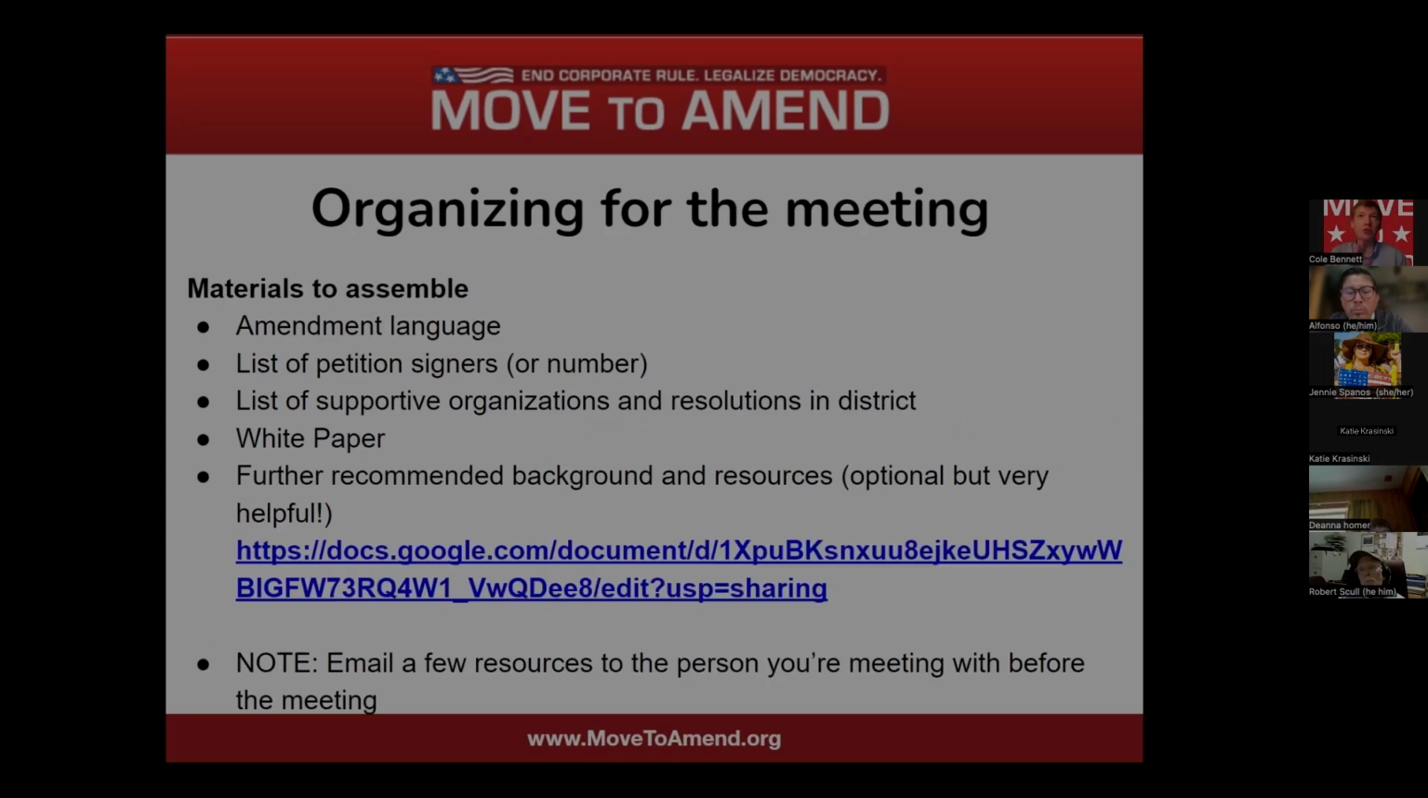But it's important to not only send this to the person you're meeting with, whether the representative or the member of their staff. Also, you want to get this to all the people that are going to be attending the meeting with you. That's going to be important just to keep everybody on topic and making sure that they have all the information that they need.